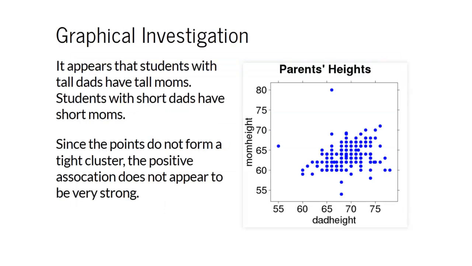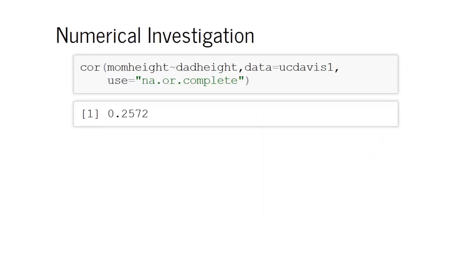When we view the scatter plot, we can see that our cloud of points appears to be directed upwards to the right, which would indicate a positive association. However, the points are rather scattered. They don't form a very tight cluster. So although a positive association is expected, it does not appear to be very strong. When we compute the correlation coefficient, we get 0.2572, so it was positive, but again, not very strong.